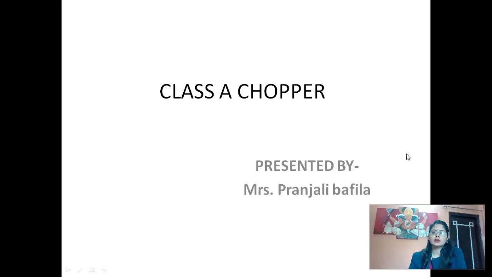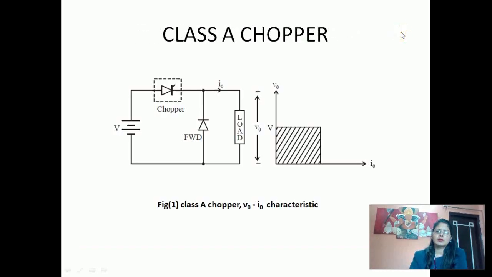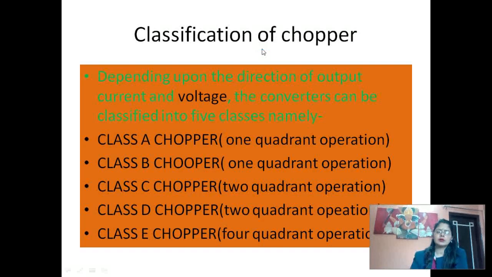Okay, students, our next topic is Class A chopper. That is the classification of chopper. So, class A is a step-down chopper in which power always flows from source to load. This chopper is a first quadrant chopper.